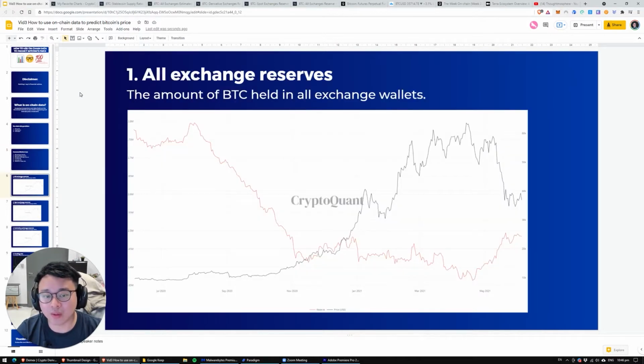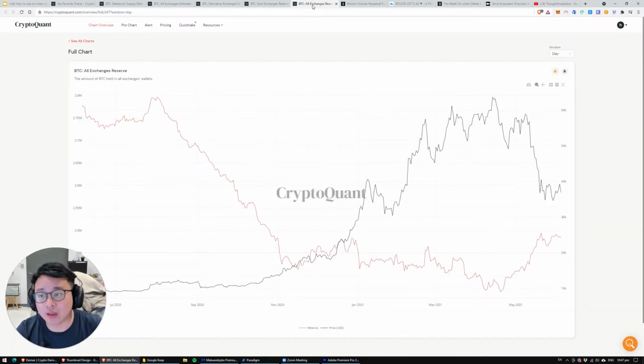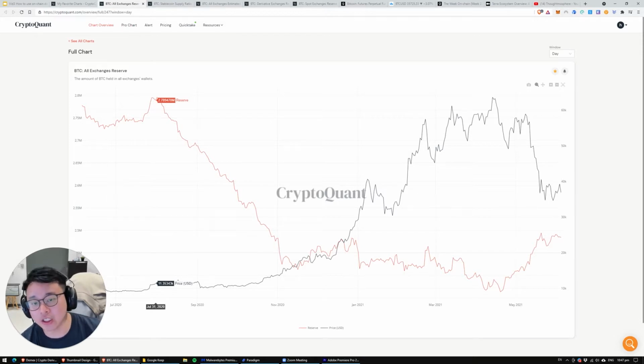So the main one that I look at is all exchange reserves. So all exchange reserves is basically the amount of Bitcoin held in all exchanges. So if you take a look at CryptoQuant, you will notice that the amount of Bitcoin in exchanges started to drop around July last year, which means that people are actually buying Bitcoin in the exchange and then transferring them off the exchange into their own cold wallet possibly. So if there is a lesser amount of Bitcoin in exchanges, it also means that there's a lesser amount of Bitcoin that can be sold on the exchange, which could cause the price to drop.